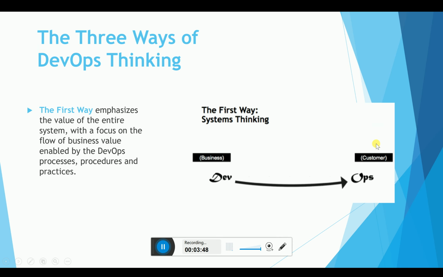And then we've got the three ways of DevOps thinking. It's going to split up into three different ways here. The first way emphasizes the value of the entire system, with a focus on the flow of business value enabled by the DevOps processes, procedures, and practices. We have this little graphic here where it's a straight business to customer. Just what they made is delivered to these guys.